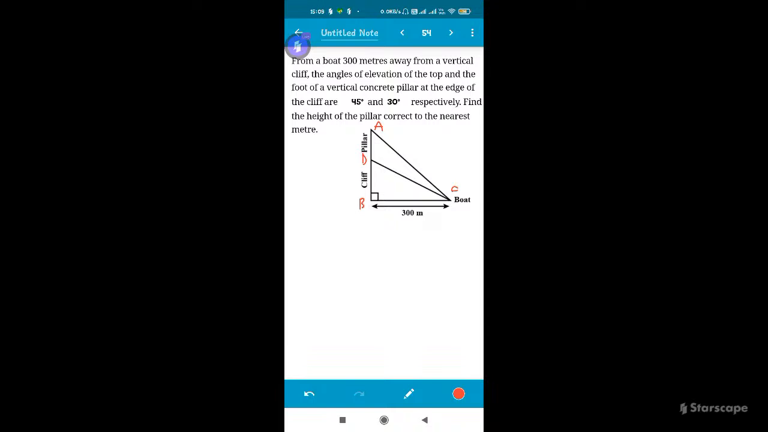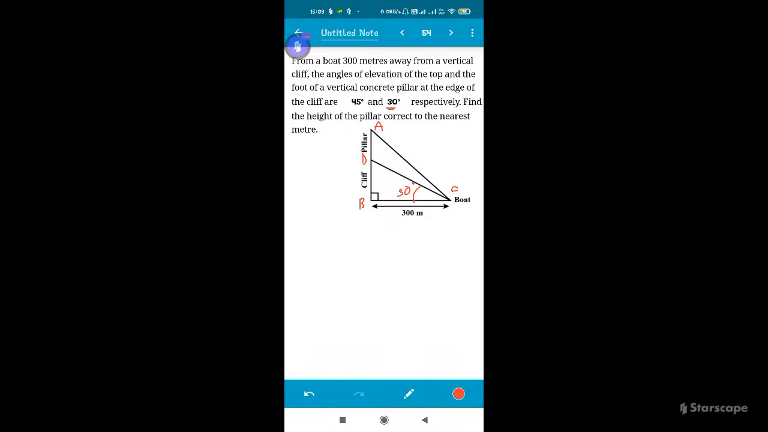Now what has been said, that from this particular boat, the angle of elevation of the top and the foot of a vertical concrete pillar at the edge of a cliff are 45 degree and 30 degree respectively. That means from this boat we are considering the angle of elevation of the top of the pillar and also the foot of the pillar. Okay, so the foot of the pillar is at an angle of elevation of 30 degree, it has been mentioned. So this much is 30 degree.